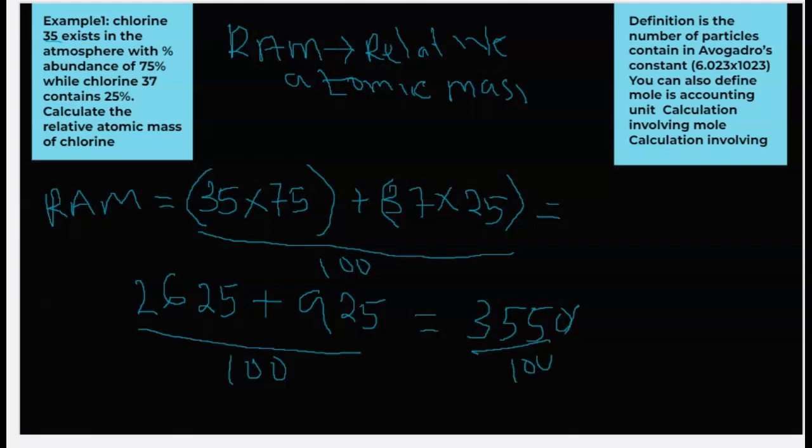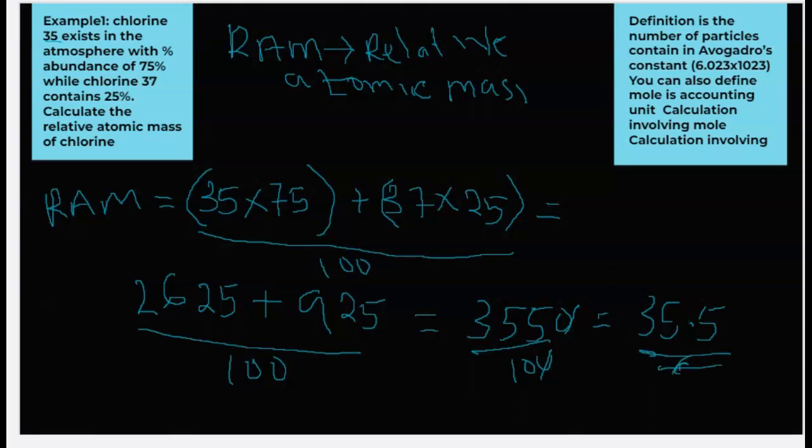Then 0 goes with 0, then 355 divided by 10, and you get 35.5. This 35.5 is a decimal figure, it's not a minus, it's a dot. So 35.5 is the relative atomic mass.